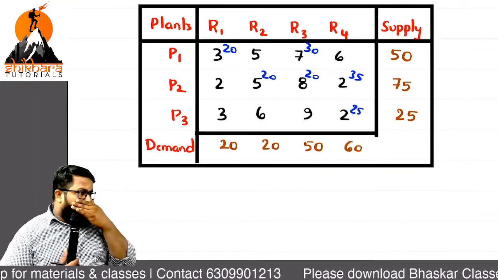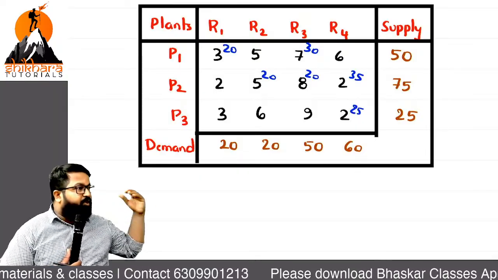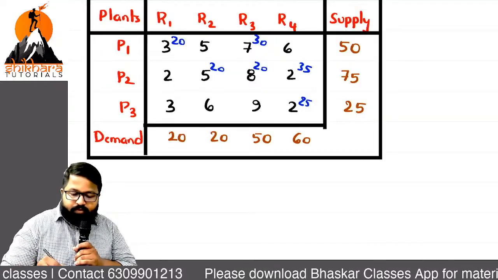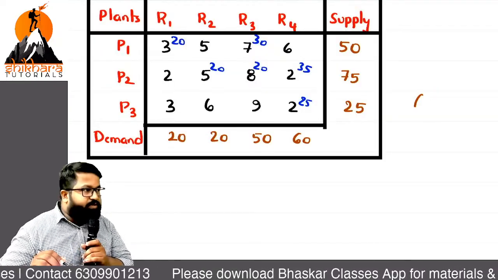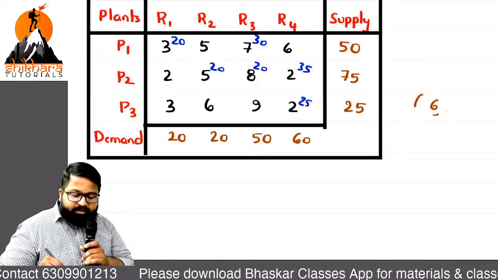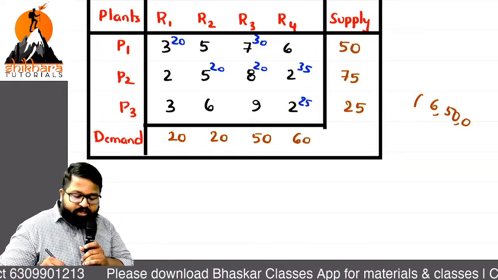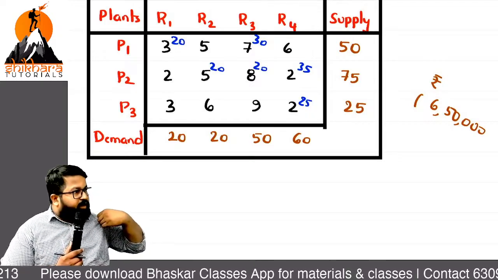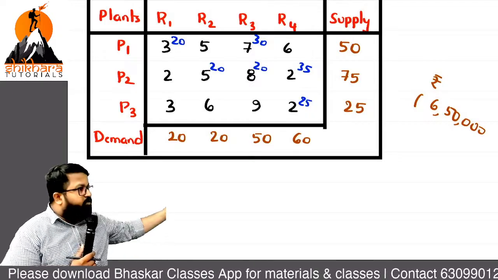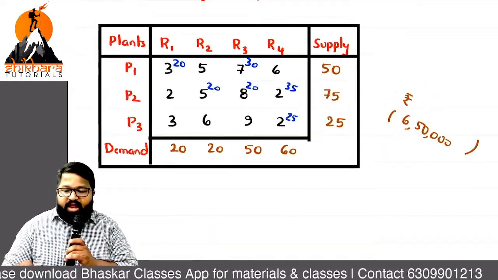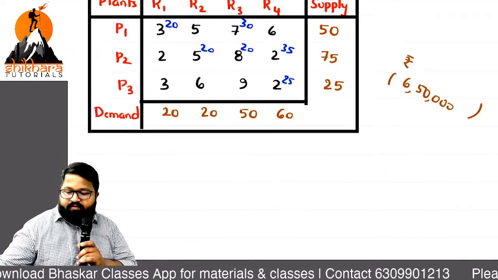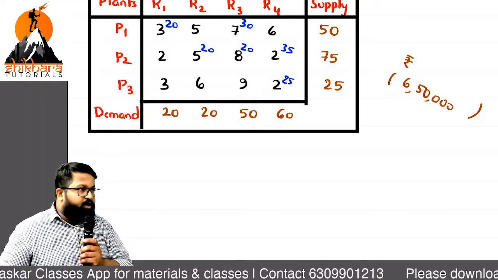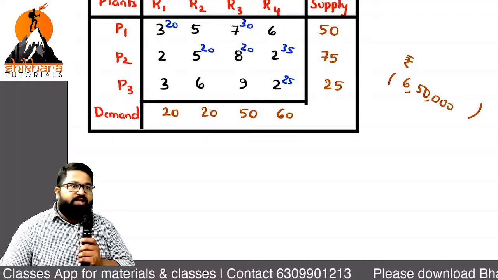Now he's asking us to check whether the solution we reached is optimal or not. In this case, what is the transportation cost answer? 6 lakhs 50,000 is the answer. Now we are trying to ensure whether this is optimal or not. What are the two checks we have, ma? First one: m plus n minus 1 is equal to the number of allocations or not.